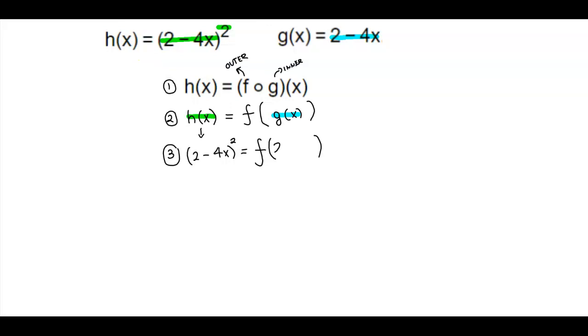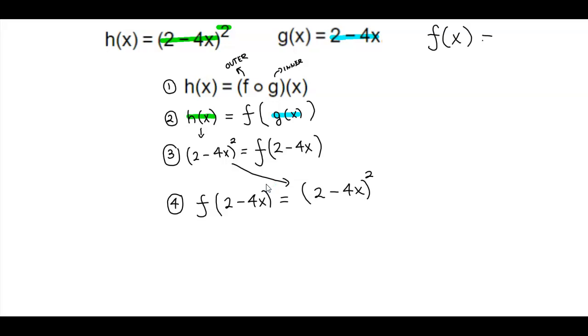So we have 2 minus 4x. That means that this is the input for this function, right? So this is the input for f to get this result. So what would f of x have to be? Meaning, what would you have to do to the input? Well, that means you'd have to square it, right? And the only way that can work is if f of x would equal x squared.